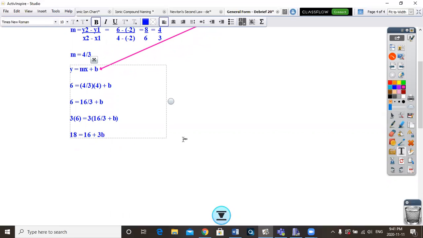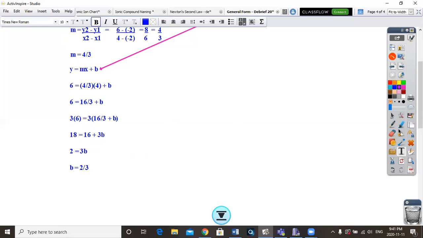So we're going to subtract the 16. So 2 equals 3b. Again, we subtract the 16, and we're going to then take the 2 and divide it by 3. So we get a fraction. So b equals 2 over 3, which is fine, not the end of the world. Good.